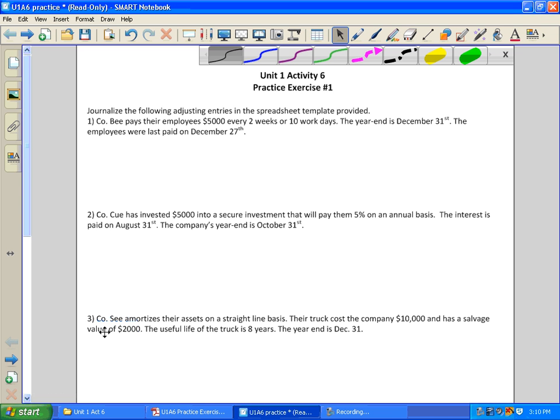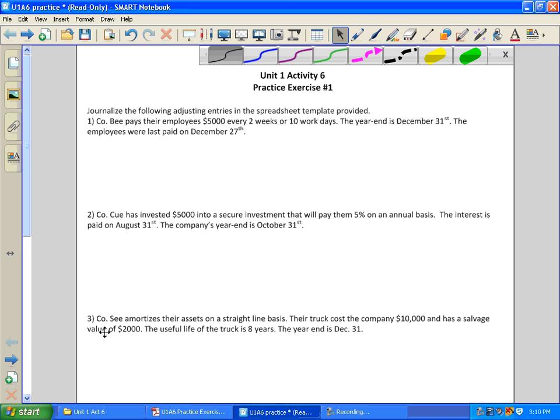Okay, everybody, same deal as yesterday. I'm going to run through the practice exercise solution for activity 6, adjusting entries, because there's 5 more that you have to have a pretty good handle on to continue on with the assignment at the end of this activity that's due at the end of today.